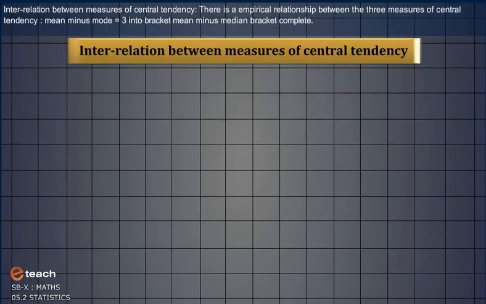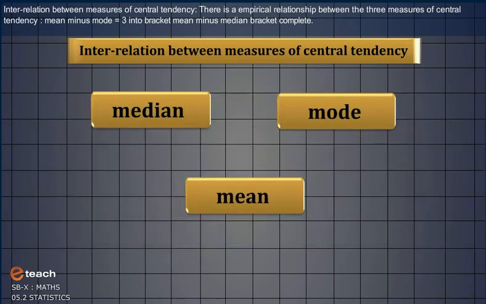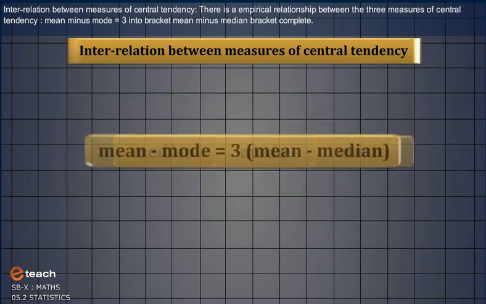Interrelation between measures of central tendency. There is an empirical relationship between the three measures of central tendency: mean minus mode equals 3 into (mean minus median).